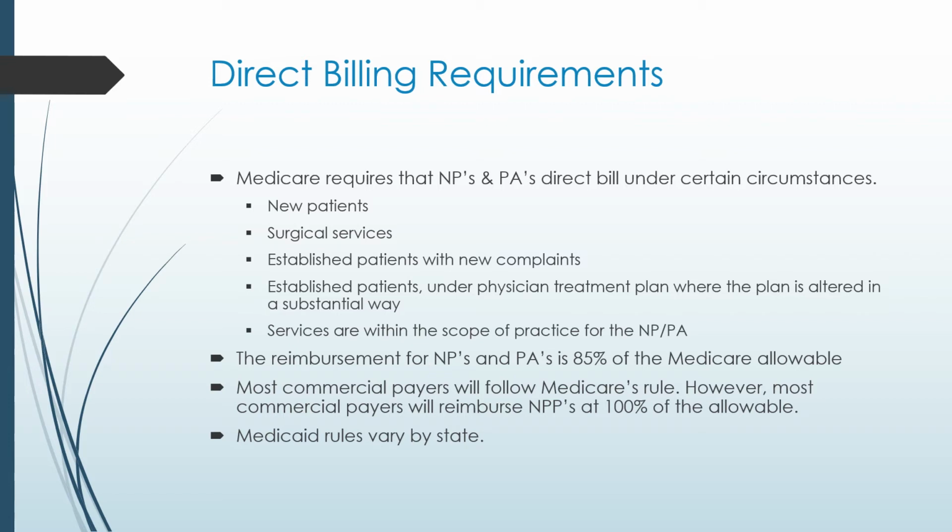And then, of course, if the services are outside of the scope of practice for the NP or PA, number one, they shouldn't be providing that service. But then number two, ultimately, they can't bill for that service. So you want to make sure that your NPs and PAs only provide services that are within the scope of their practice. Another thing to keep in mind is that the reimbursement for NPs and PAs is 85% of the Medicare allowable. This means that if we bill the service under the name of the NP or the PA, our reimbursement is going to be reduced by 15% of the allowable amount.